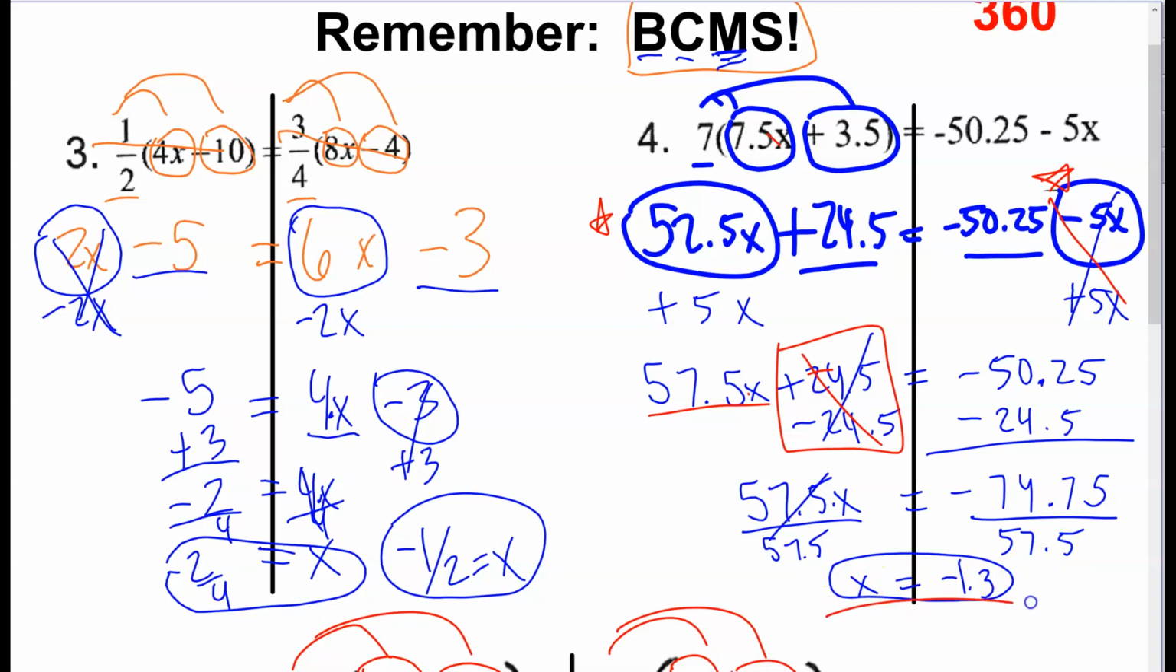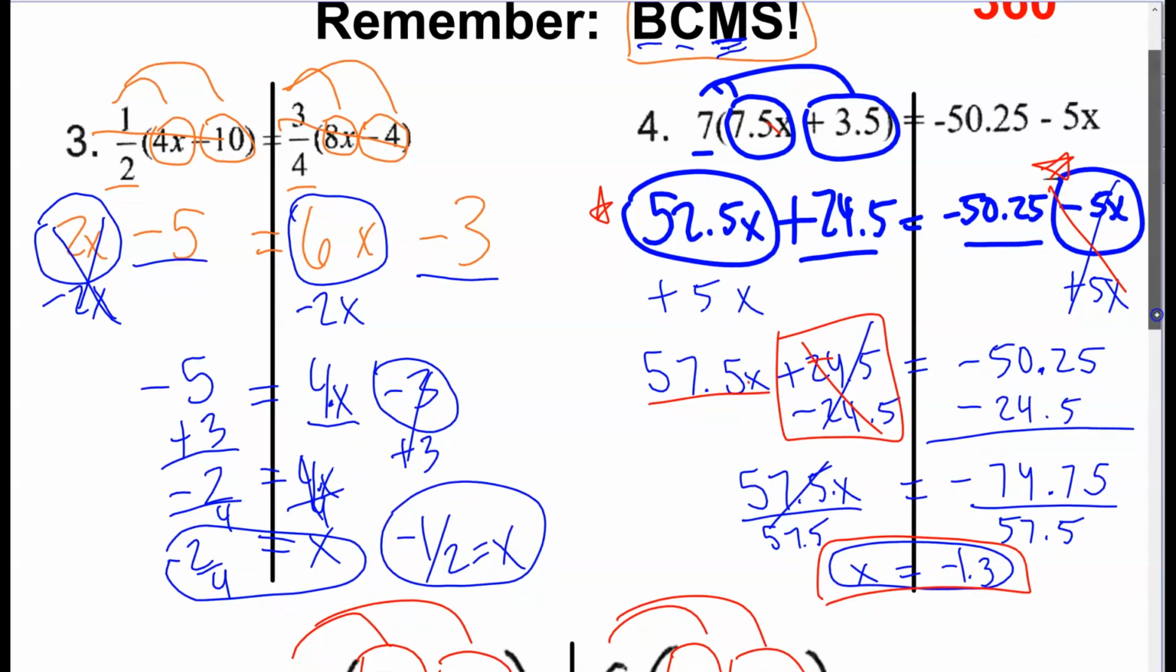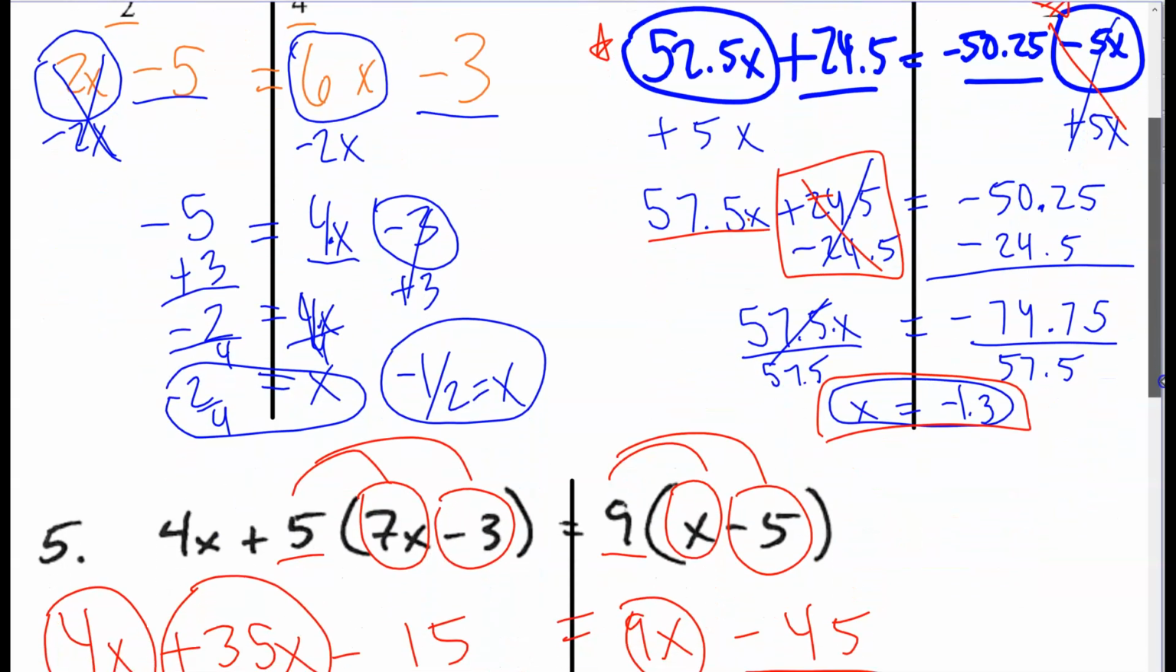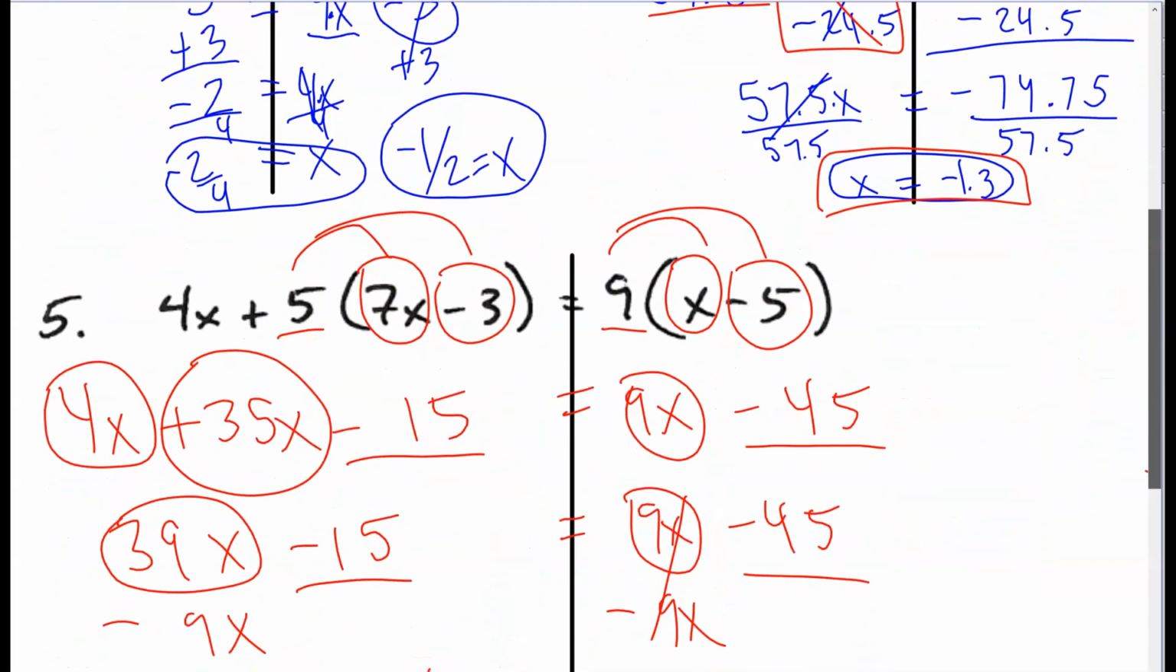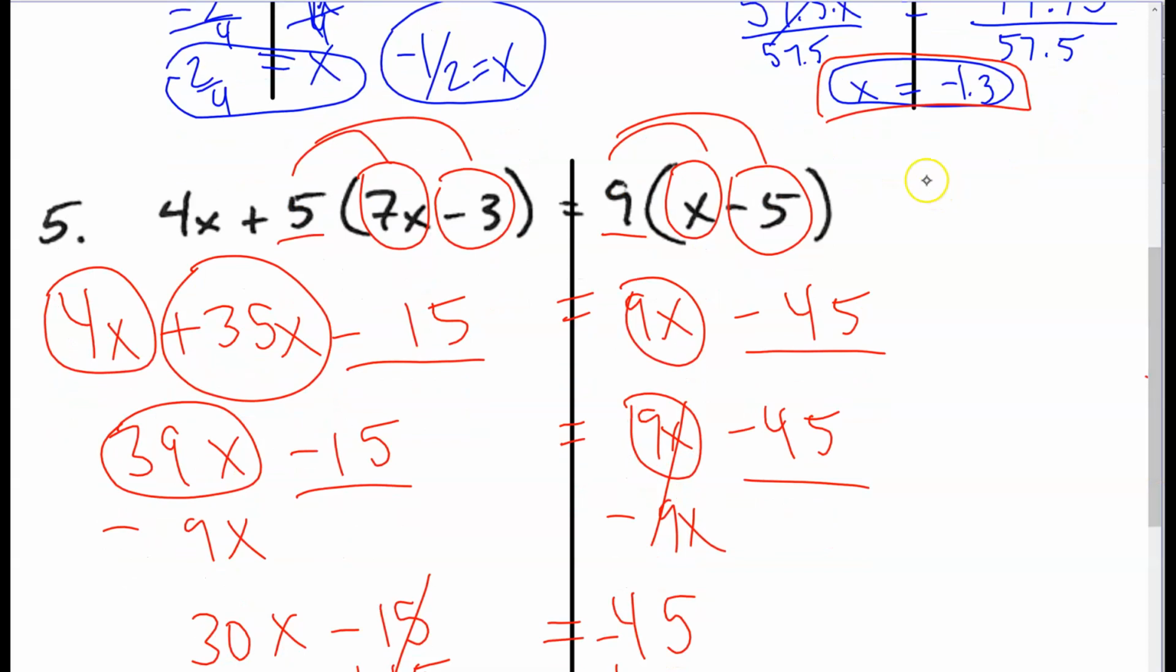I get my final answer here of x is equal to negative 1 3/10, negative 1.3. Okay, so check to see if you maybe got one of these numbers wrong, did one of your steps wrong as you're working through that. Number 5 is one where, when we think about BCMS, we're actually going to utilize that C step here on this one.